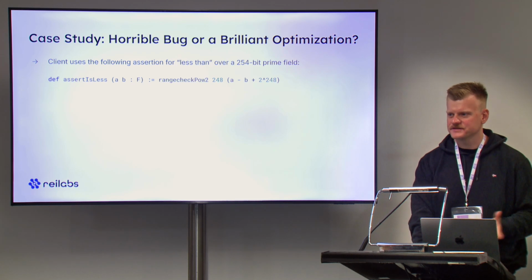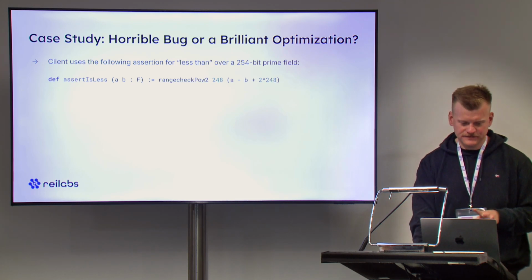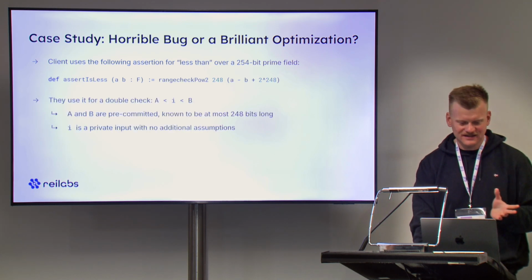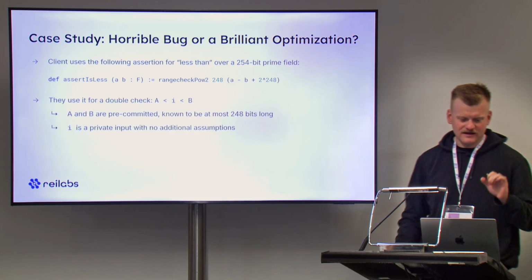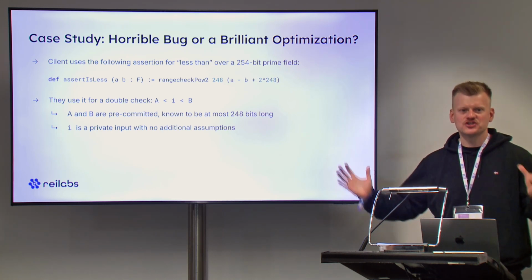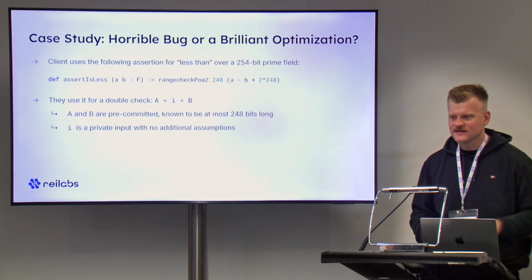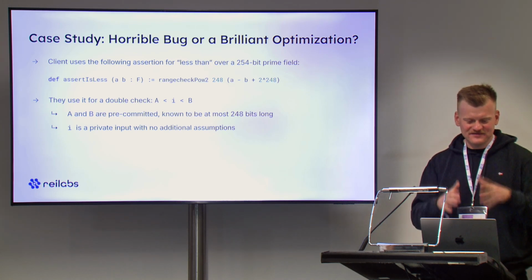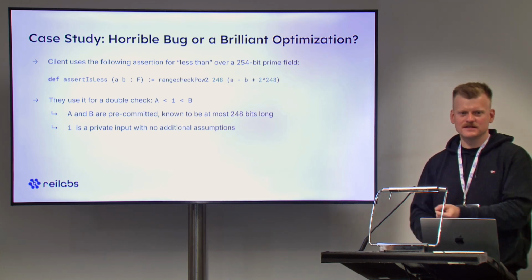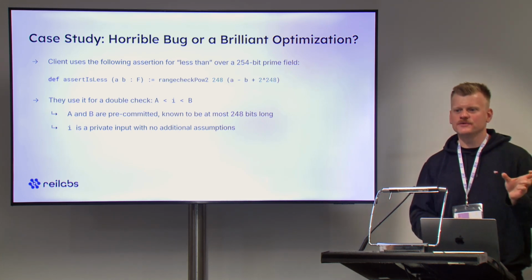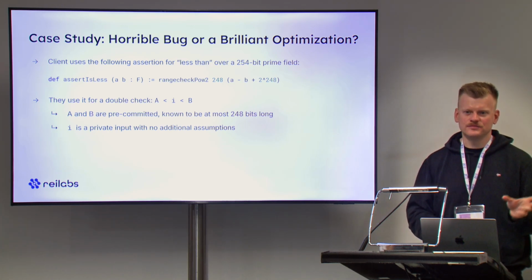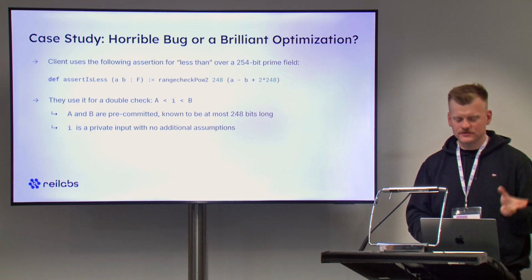You can actually break this. So they have to both be range checked. The client didn't really know that. But they used it for a sort of double check or range check, but I'm not using that term because of the name collision, for a sandwich check. So they wanted to check if A is less than I is less than B. And A and B were values that were already publicly known, and we knew they were always going to be less than 2 to the power 248.